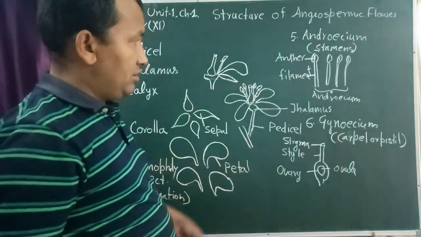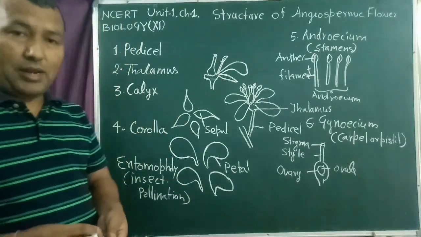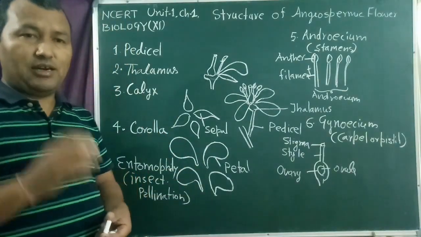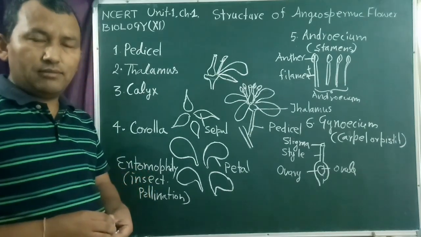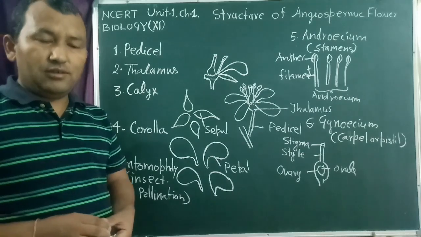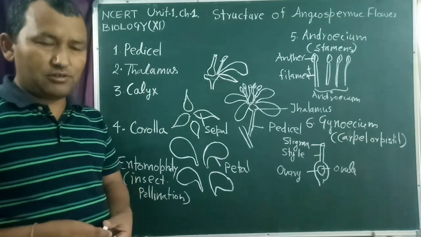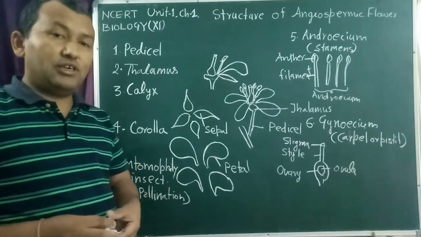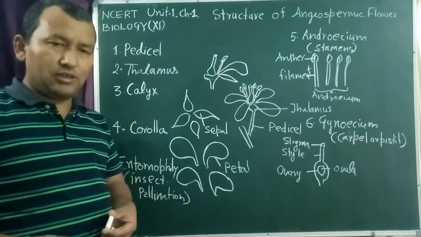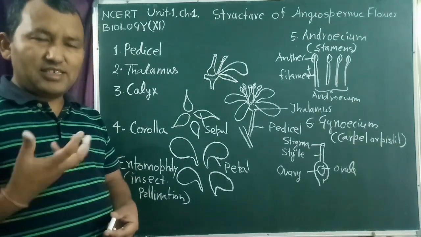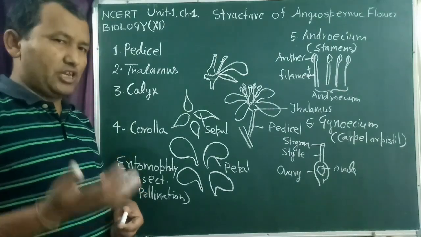So these are the parts of a flower. Actually, in the plant kingdom, only angiosperms are the plants which have flowers. Although the male and female reproductive structures and parts are found in other plants also. Seeds are also found in another group of plants, like gymnosperms. It has seed, but it has no fruit. Naked seeds are there, no fruits are found.